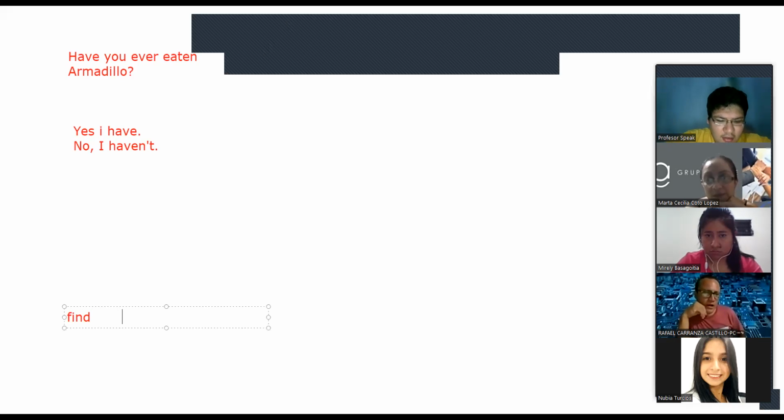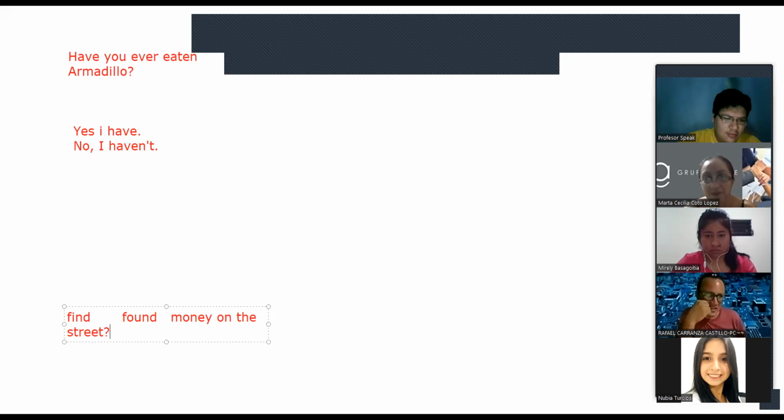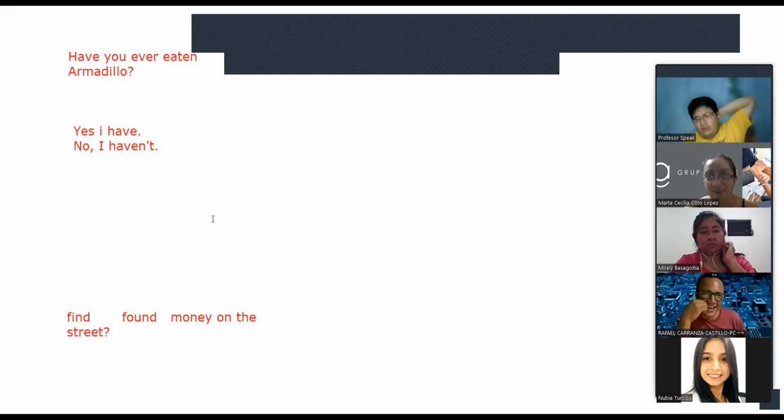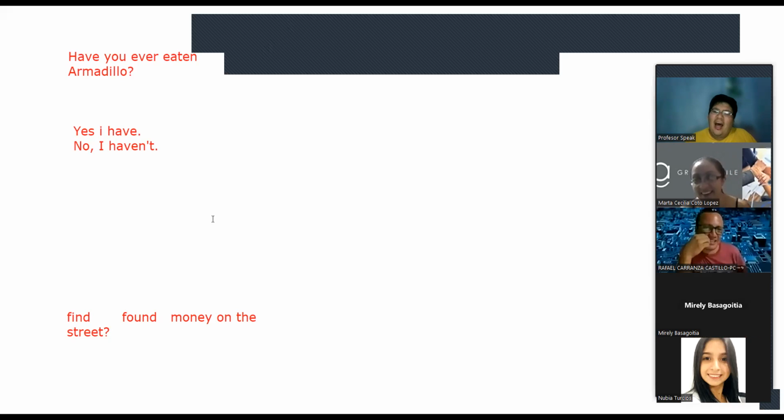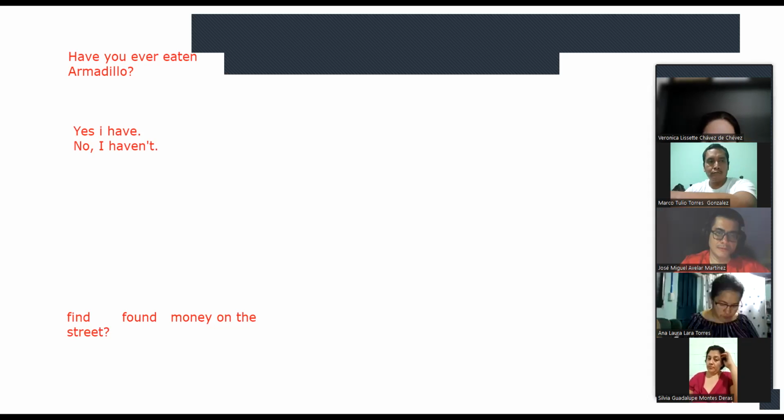Found money on the street. Yes, I have. In so many places. Okay. Good for you. I have lost money on the street. Me too. Sometimes I lose, that's very common for me. I have lost money. Good. Excellent. Let's see.